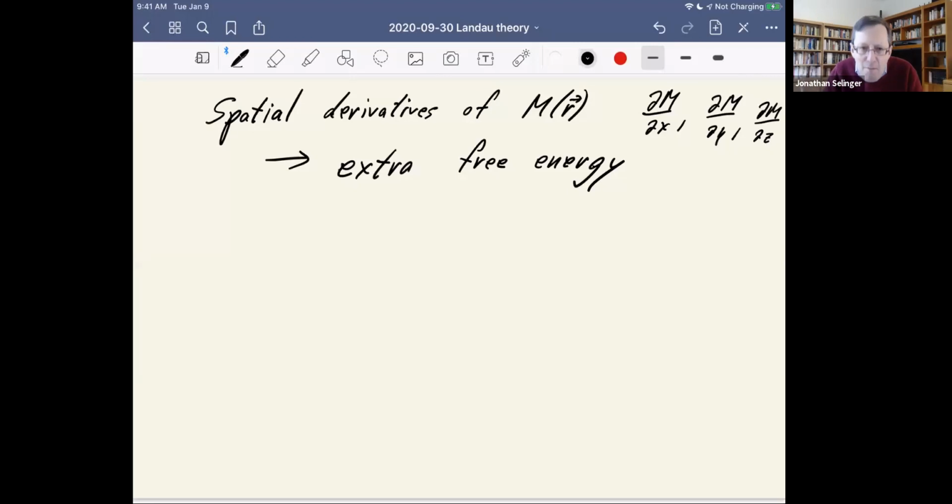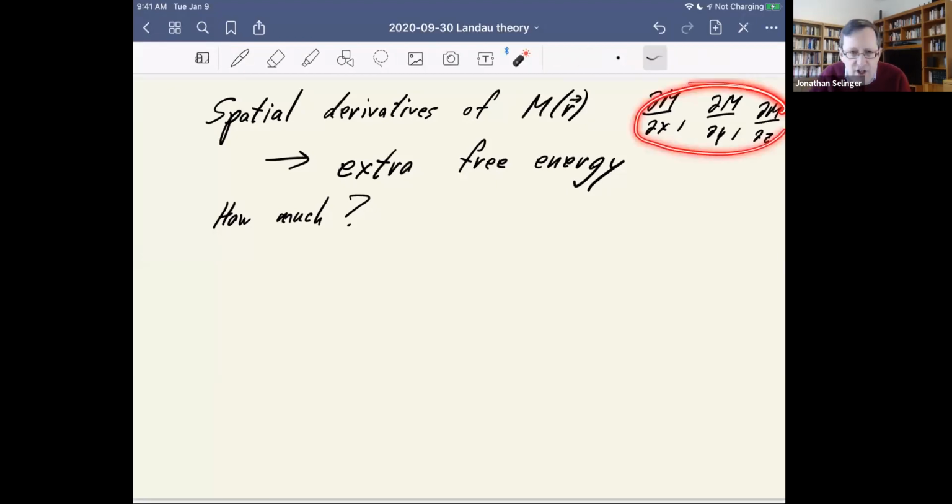So how much extra free energy? Well, we could try to make up something for that following the same style as everything else we've done in Landau theory. That is, just by thinking about symmetry and smoothness of functions. How could the extra free energy possibly depend on derivatives like this?